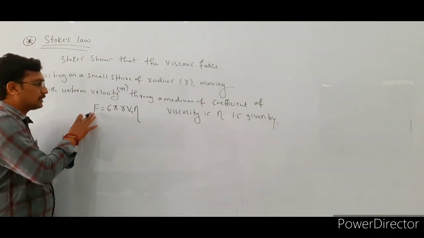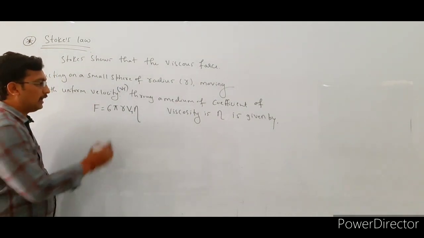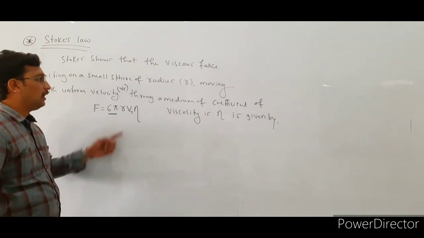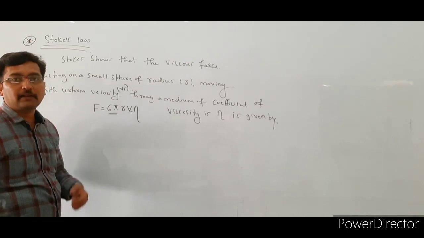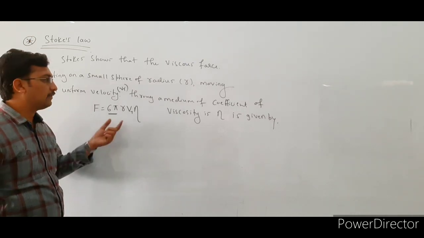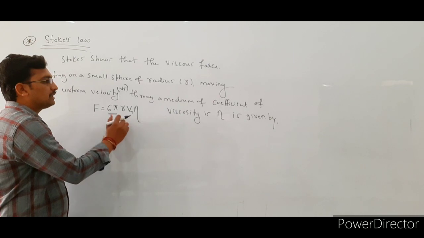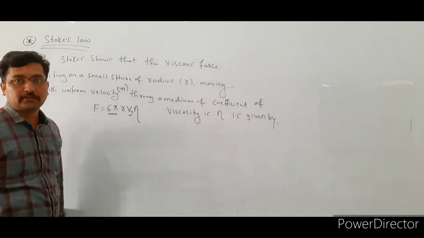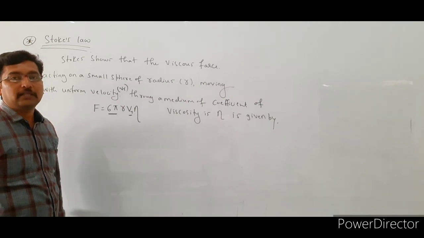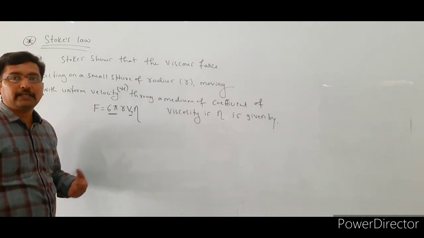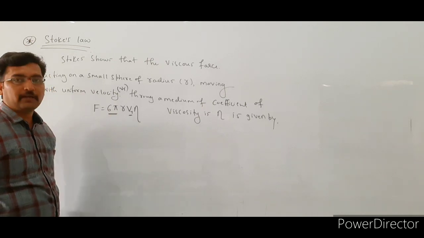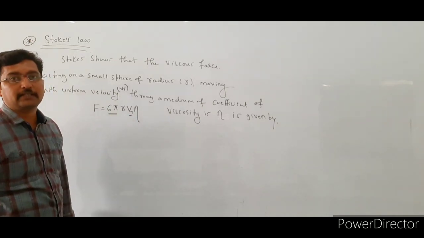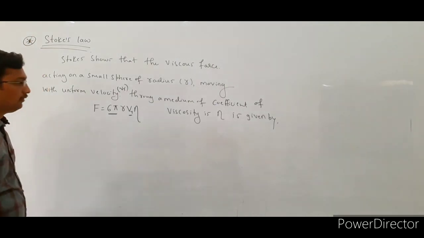Here F indicates the viscous force acting on the small sphere, and 6 pi is a constant term, and r indicates the radius of the small sphere, and V suffix t indicates the terminal velocity or uniform velocity. Terminal velocity means the velocity of the particle at any point is the same, so that is known as the terminal velocity, and eta indicates the coefficient of viscosity.